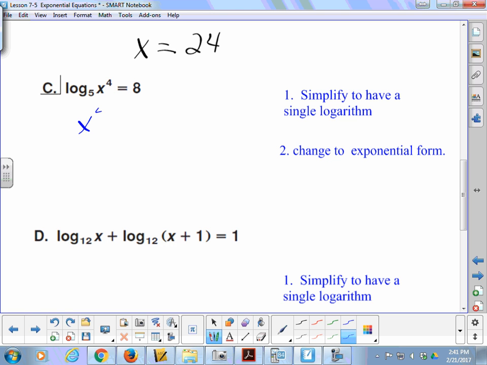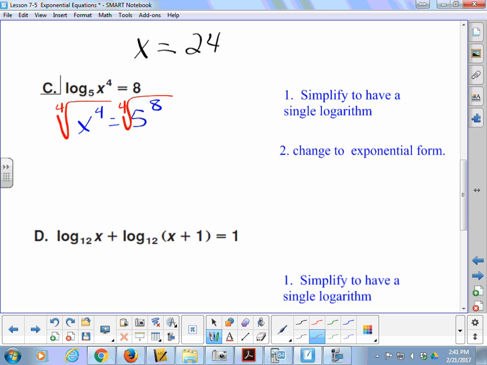So we get x to the 4th equals 5 to the power of 8. So how do I get rid of this 4 here then? When it's x to the 4th, we want to get rid of this, we have to do the 4th root. Okay? The 4th root. It's like square root, but it's the 4th root.